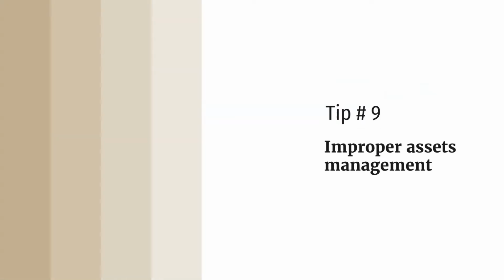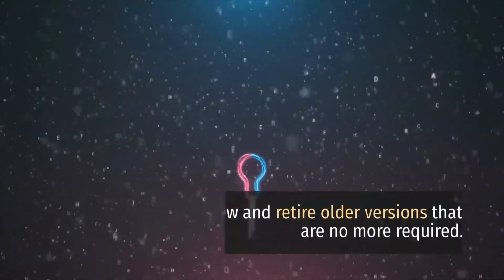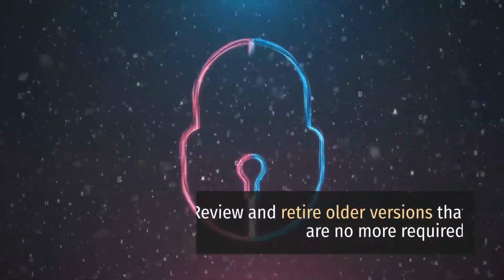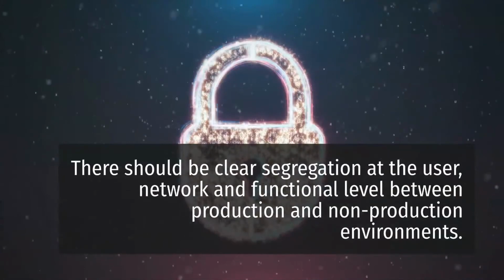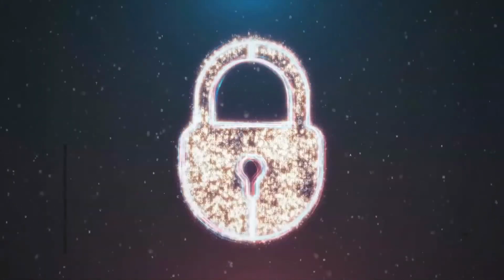Tip number 9. Improper assets management. Review and retire older versions that are no more required. There should be clear segregation at the user, network and functional level between production and non-production environments.